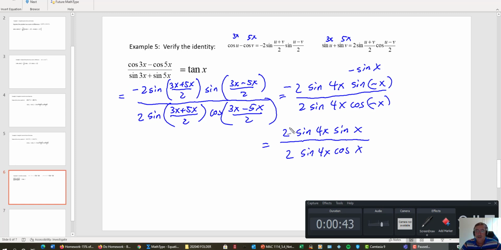What reduces the twos? Anything divided by itself is 1. The sines, anything divided by itself is 1. We are left with sine x over cosine x, ladies and gentlemen, which is tangent x. So what would you rather deal with if you were in a calculus class, all of this or just tan x? All right, I rest my case for some of these formulas we've been talking about.